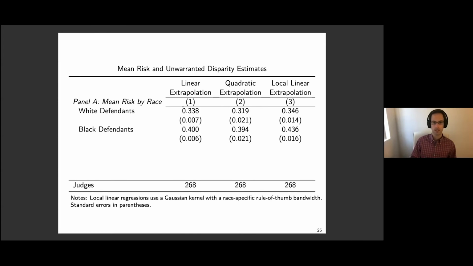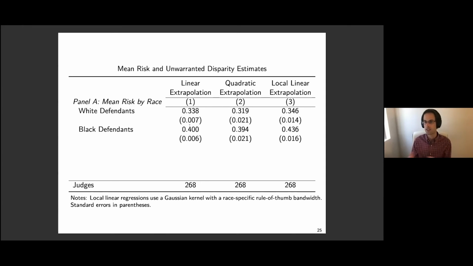Okay, so these are the estimates of the intercepts in that prior figure. If you use a linear extrapolation for white defendants, it hits the y-intercept around 0.338. This is the average misconduct rate for the white defendants in this population, around 33.8%. For black defendants, we get an overall misconduct rate of around 40%. So this is going to indicate that a portion of the raw disparities might be due to differences in misconduct potential across races.